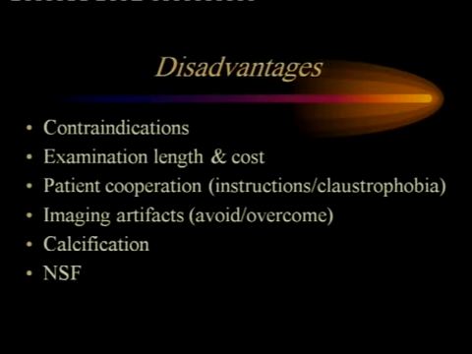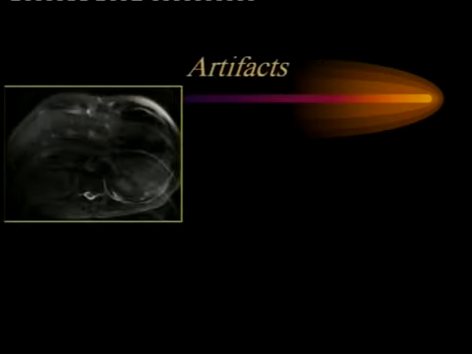There are some artifacts that you need to be able to manage with liver imaging, either to avoid or to overcome. And we know that MR is not good for detection of calcification. And there is the issue of nephrogenic systemic fibrosis with the gadolinium agents now, particularly in patients with renal function impairment, that you have to be careful with.